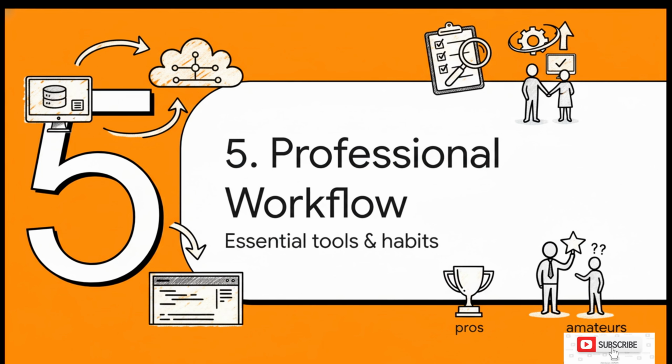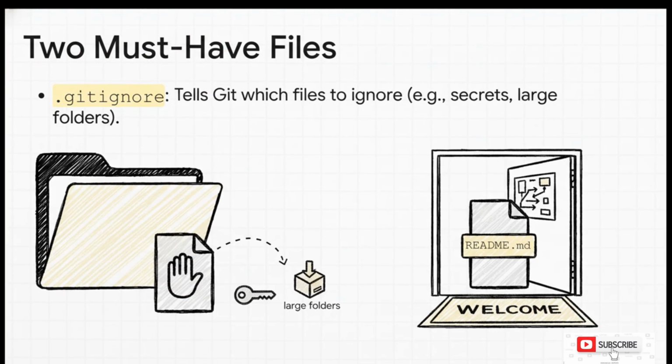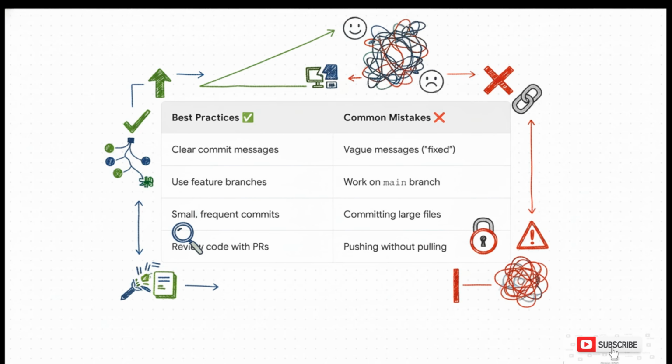To wrap things up, let's just cover a couple of essential habits that really separate the beginners from the pros. Literally every professional project has these two files. First is a .gitignore file. It's just a simple text file where you list out all the stuff you don't want Git to ever track, things like secret keys or huge folders full of dependencies. Second is a readme.md. Think of this as the front door to your project. It's the first thing people see, and it should tell them what your project is all about and how to get it running. And this table right here is your cheat sheet for success.